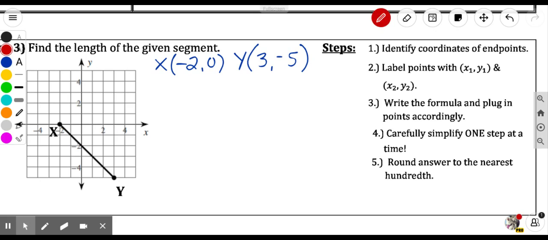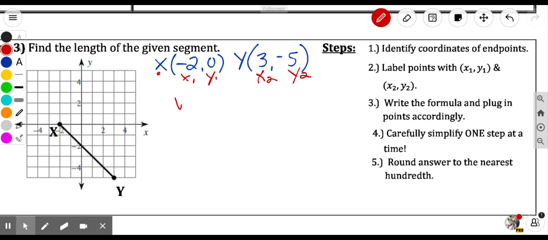Okay, once you identify your ordered pairs. Now, sometimes you'll just be given the ordered pairs, but I just wanted to do a few different types of examples. So once you get your ordered pairs, I would suggest to label your points with x1, y1, x2, y2. So I'm going to say that this one is my first ordered pair. So this is going to be x1, and this is going to be y1. This is going to be x2. And this is going to be y2. So remember, I'm just labeling it to say, this is my first x and y. This is my second x and y.